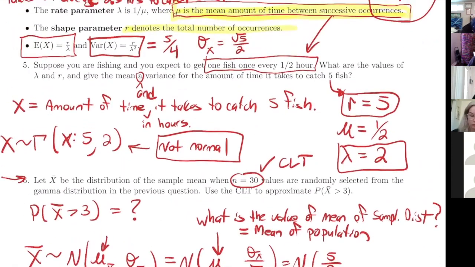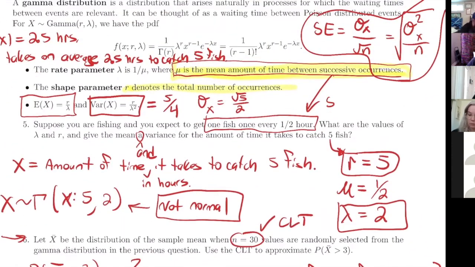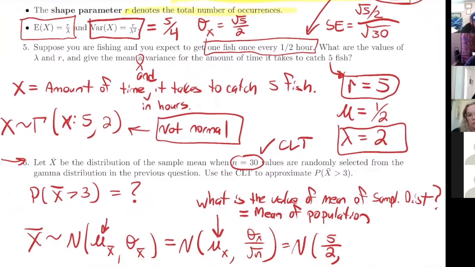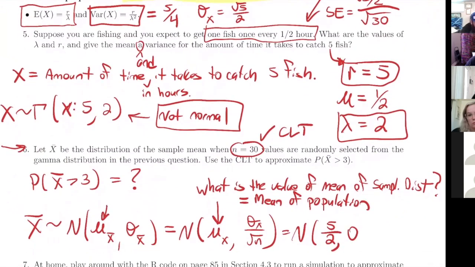So then to calculate the standard error, we would take that standard deviation, which is square root of 5 over 2, and divide it by the square root of our sample size, which is 30. And based on the chats that I'm getting in, people might be varying with their estimates a little bit, but it looks like it's 0.2282.